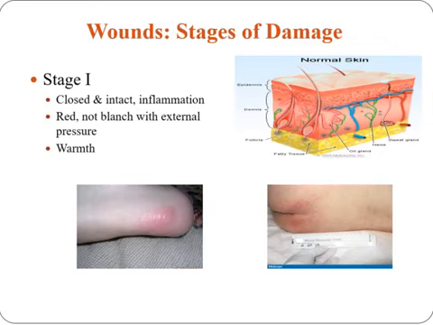So this is why we do turning and all of these things. You'll see these areas start to get a little red, and when you notice that, you got to check for that blanching. If it's still blanching, that means it's not a stage 1 yet, but that means you need to intervene now before it gets worse.